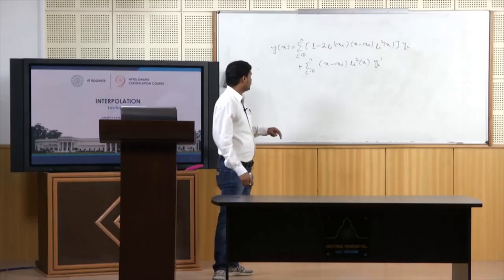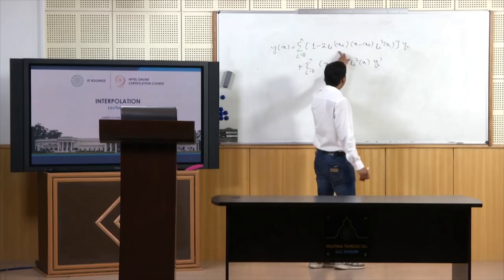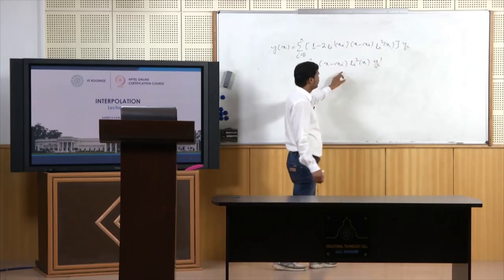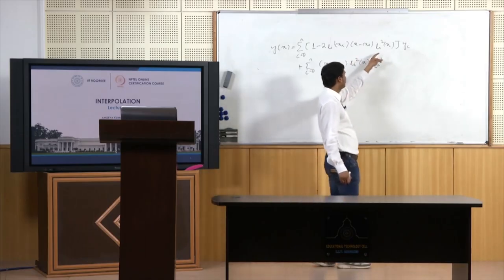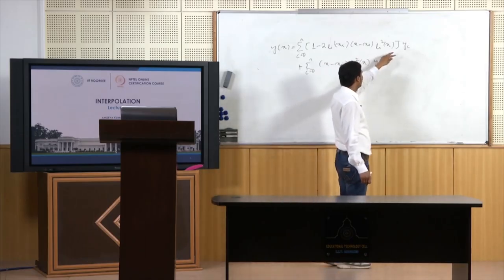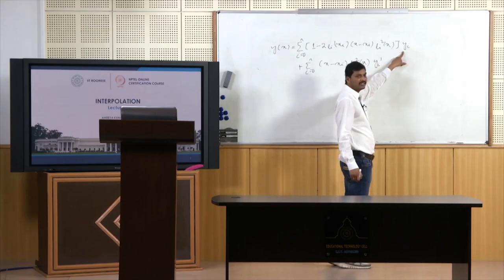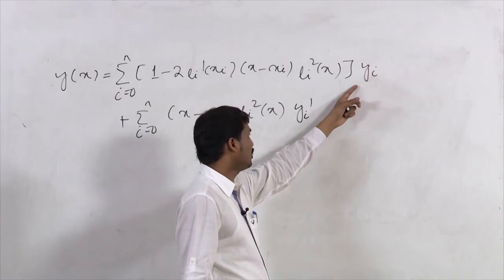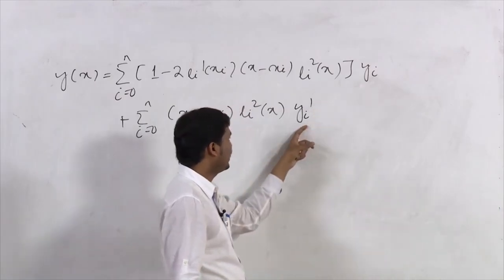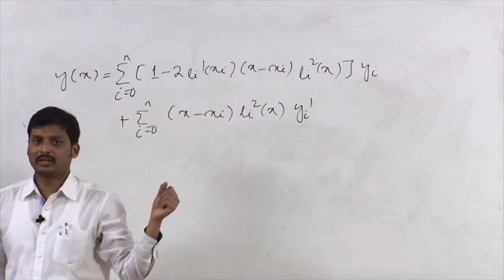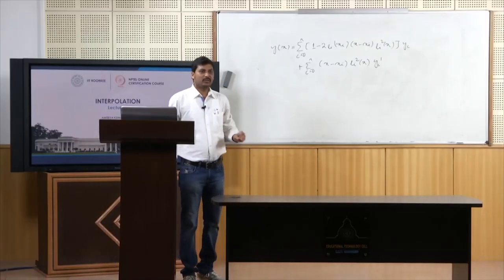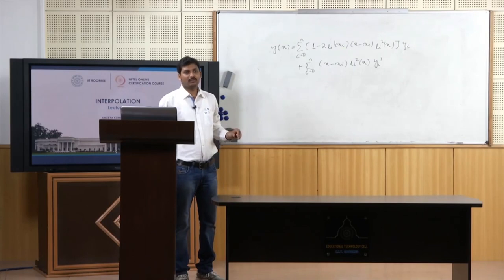Sometimes you can also remember these coefficients as hi of x here, and this one is hi dash of x also here. Since li square x is easy to remember, and both these coefficients, the first one is multiplied since we want to generate this polynomial of degree 2n plus 1. So that is why yi can be multiplied there and yi dash can be multiplied here. And the beauty of this method is that only n plus 1 points are used to get a polynomial of order 2n plus 1 here.